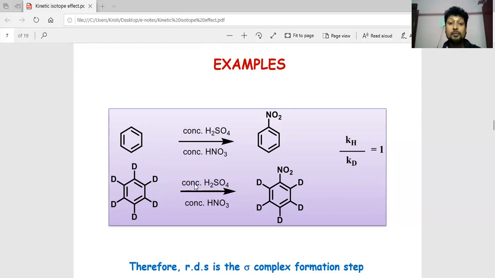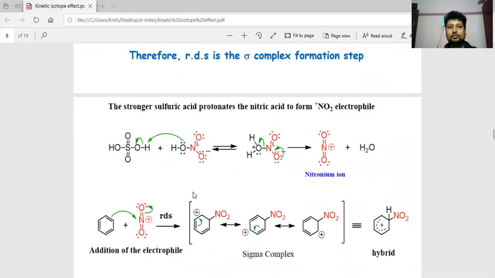What does it mean? It means that the CH bond breaking is not involved in the RDS. That is, the sigma complex formation step of this reaction is the RDS. We will see this in detail in the next slide. Have a look at the mechanism.